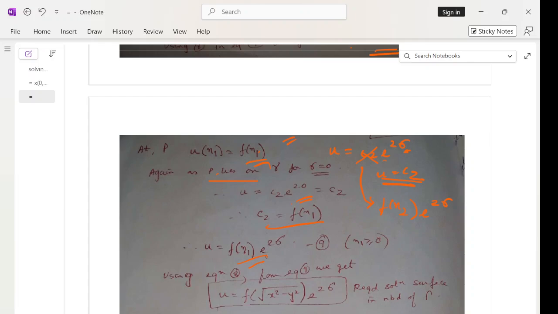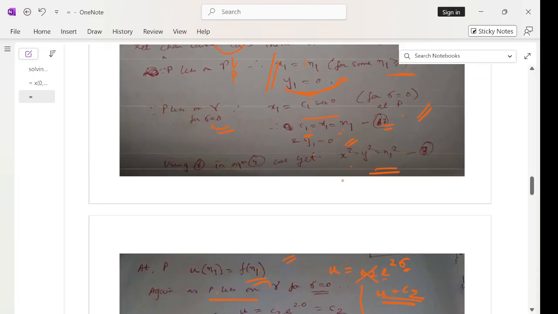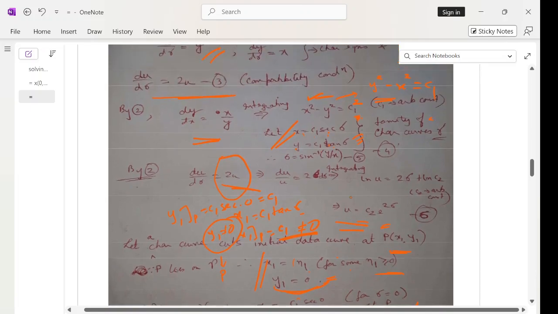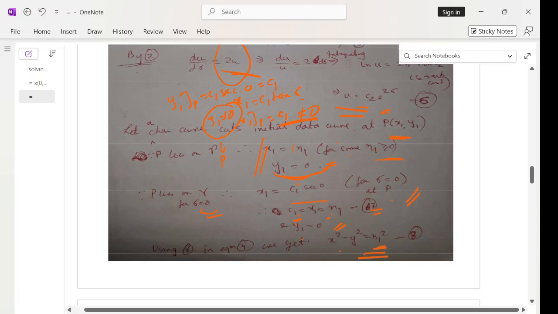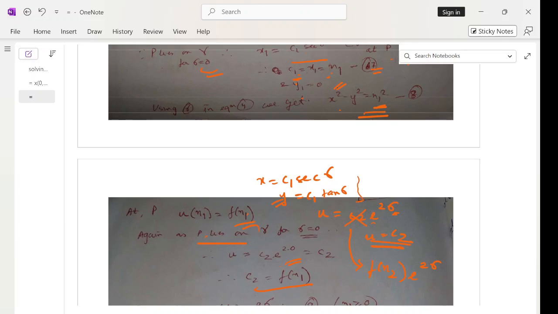Now the ultimate form we need is in terms of x and y. Just remove the parameters. That is very easy here, because you can see from this one, eta 1 is already determined: root over x square minus y square. What about sigma? I can easily determine sigma from the form we have assumed. That means what we have assumed: x equals to C1 sec sigma, y is equal to C1 tan sigma. So from here I can take out the sine sigma. That means sigma is equal to sine inverse of y by x.